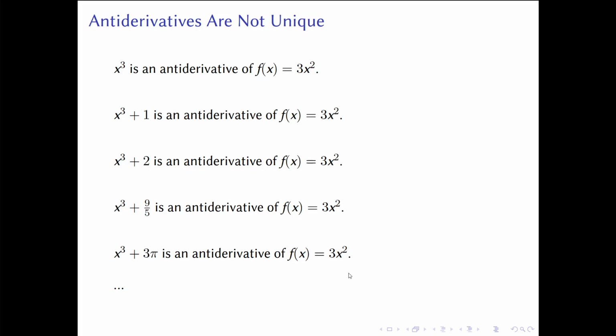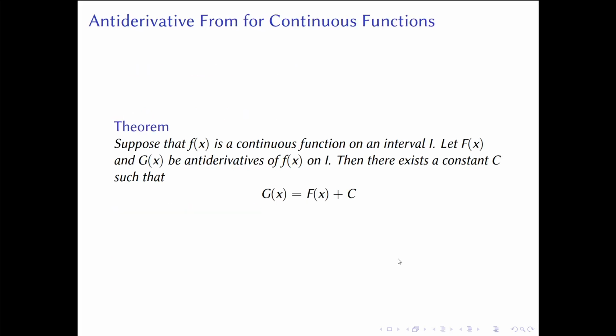All right, and so you can see it's not too hard. All I need to do is to find x cubed and put a constant on x cubed, and I will come up with a different antiderivative of 3x squared. So there are infinitely many antiderivatives of a function if it has one.